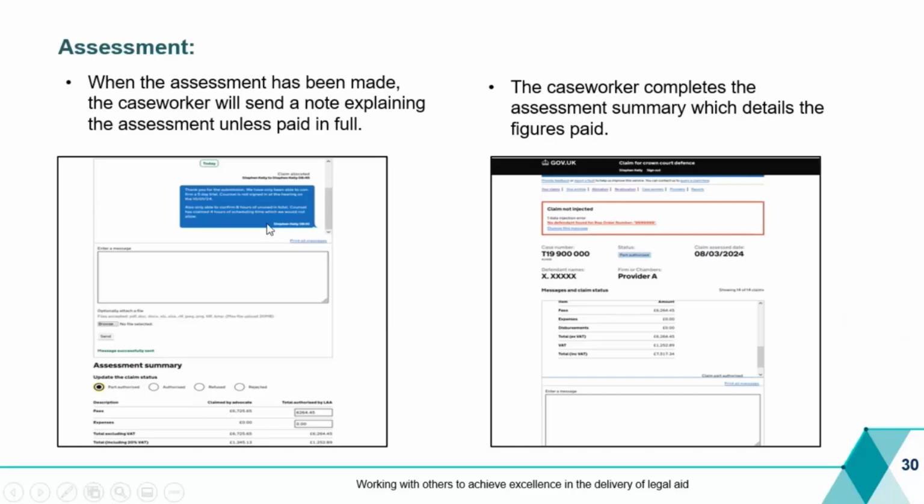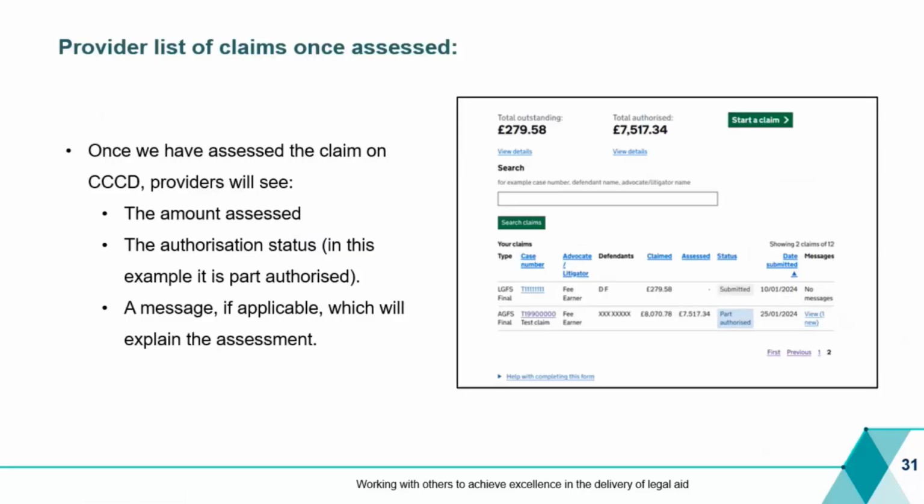Once we've sent that note, we would then advise the payment that we've made. So in this example, we've just made a part assessment. We're assessing down, giving you a breakdown of why, and then we'll put part assess with the figures that we've paid. Once we've done that, the claim will be sent back to yourself. So you'll then see, as you can see here, that the claim is showing in your system as part authorized.